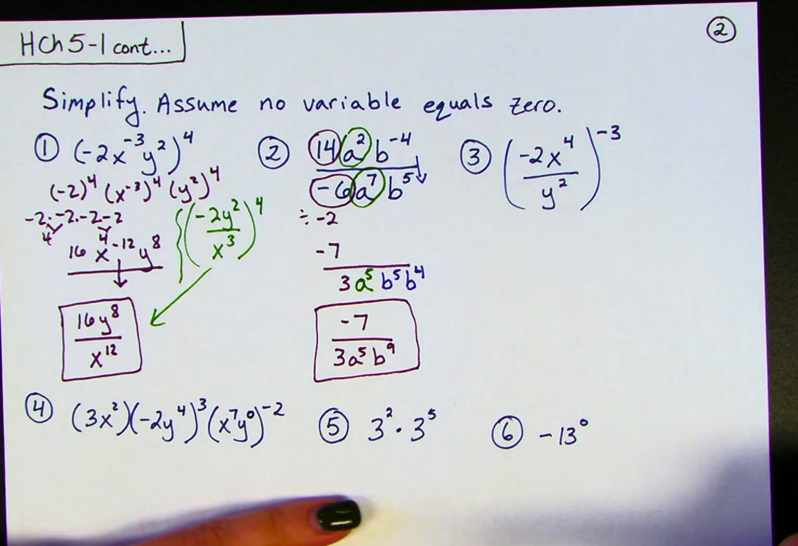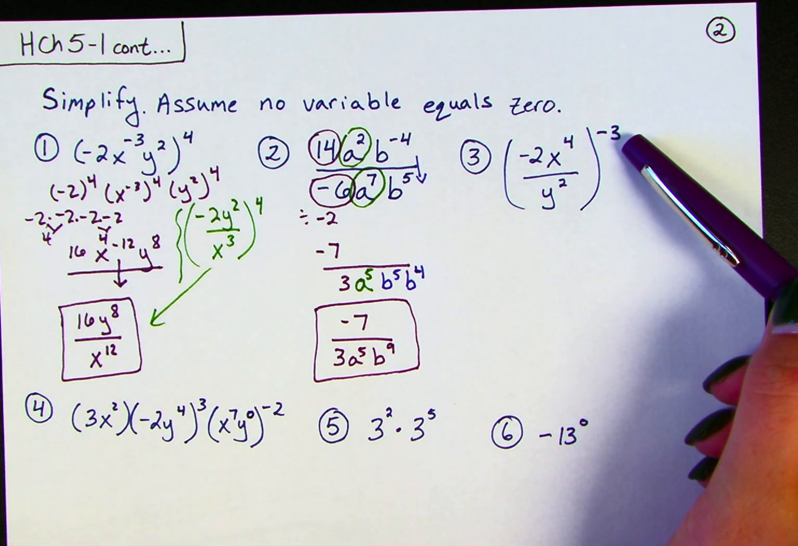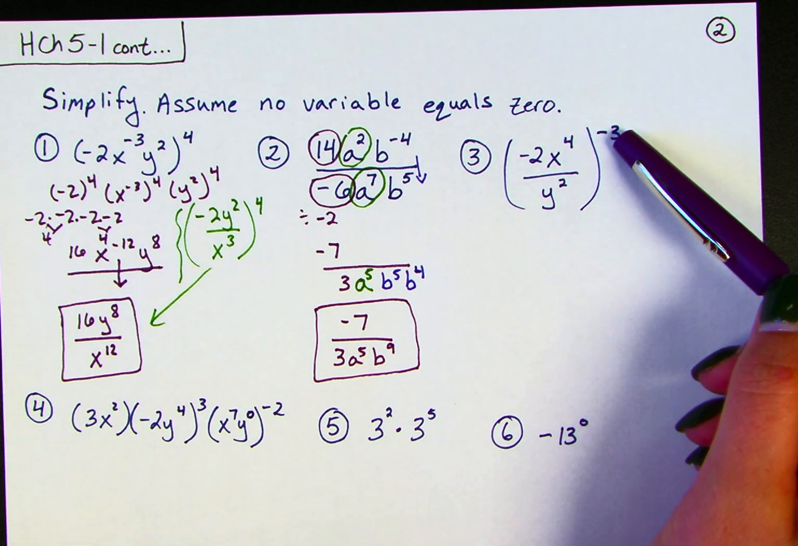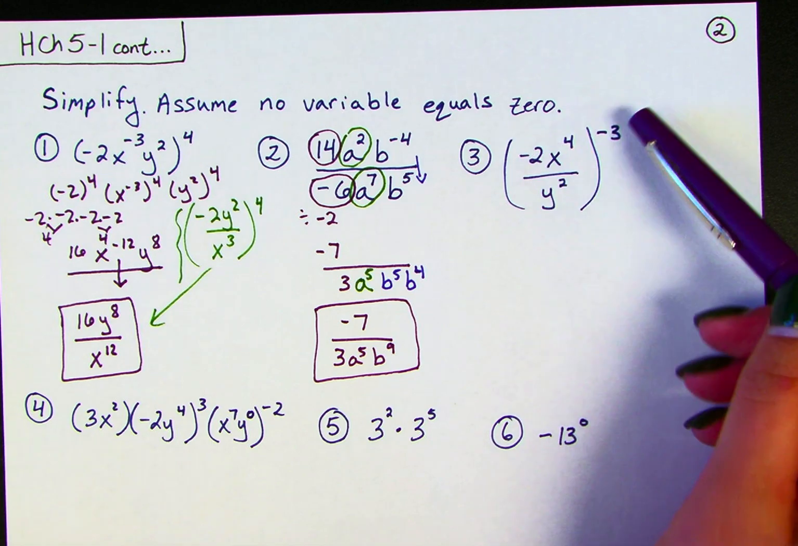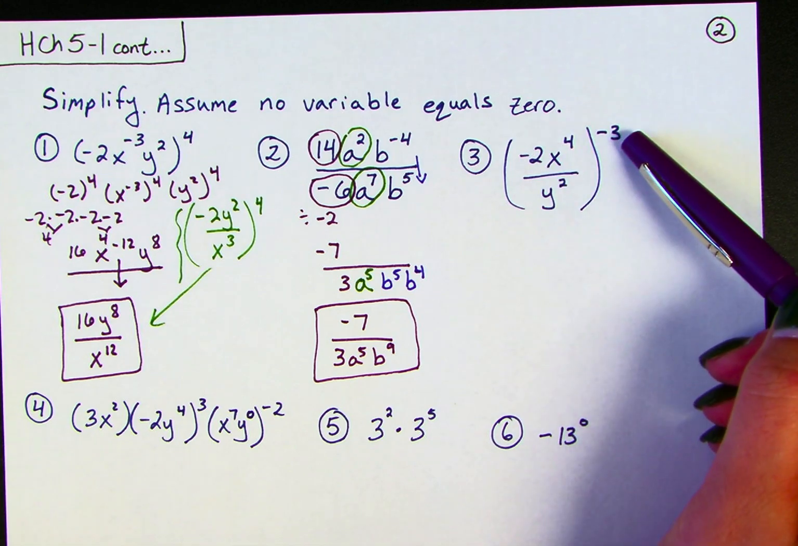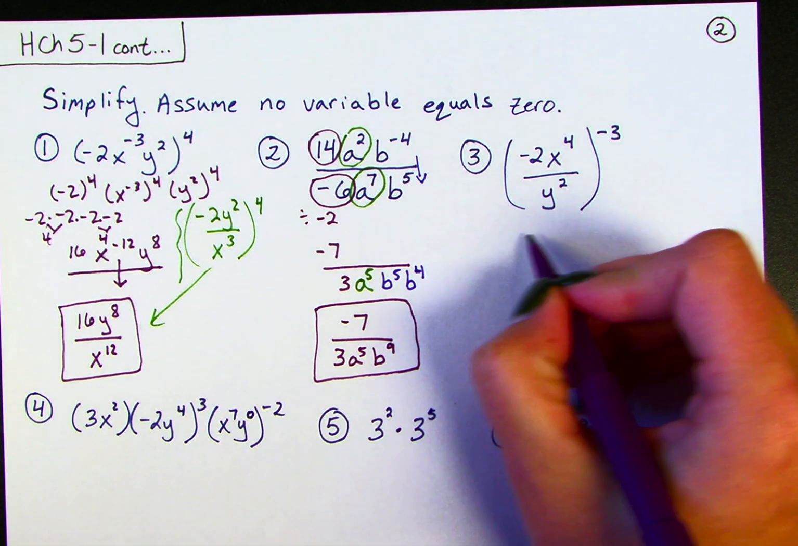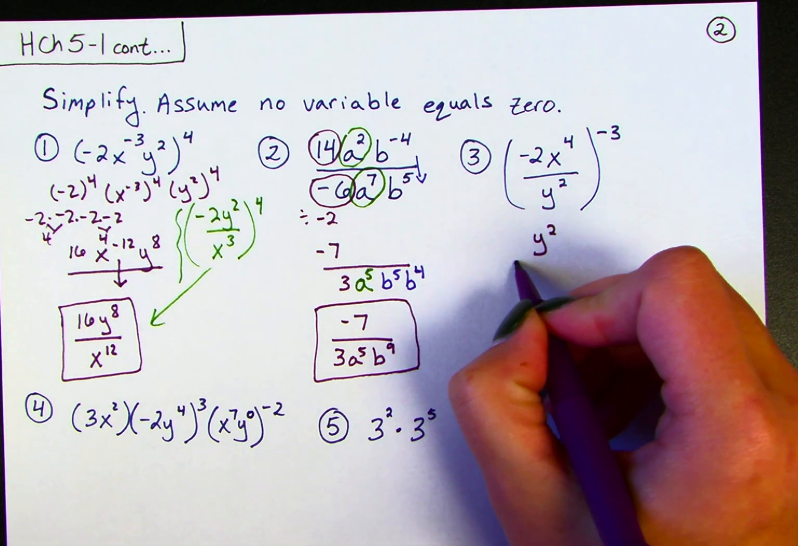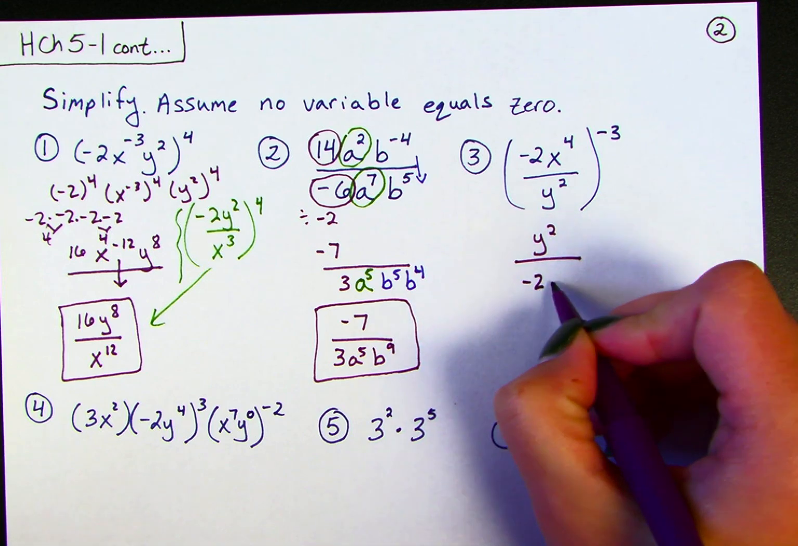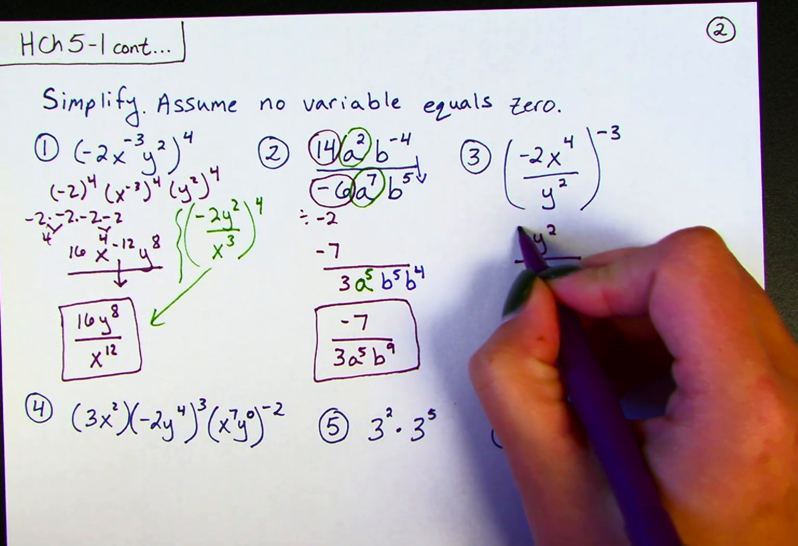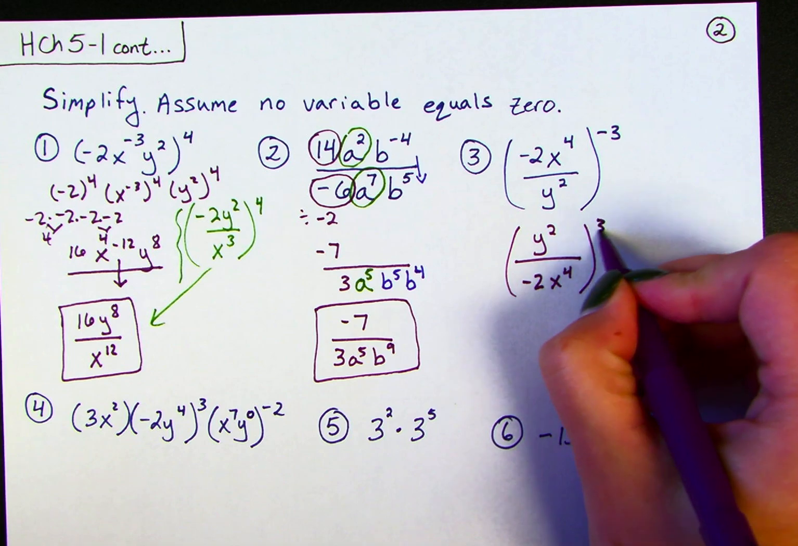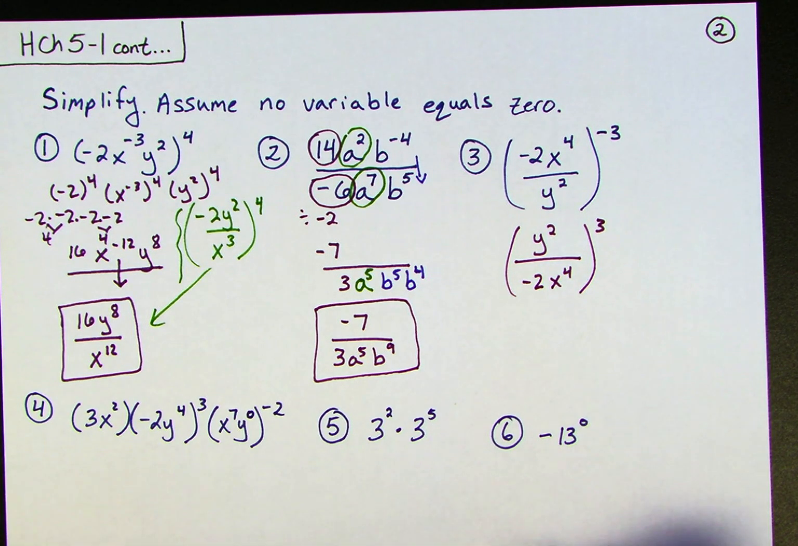All right, next one. I would always start by dealing with this negative exponent before I did anything on the inside. So remember, to make this a positive, we are flipping that fraction over. So this is going to be y squared over negative 2 x to the 4th, and then that will be to a positive 3. So now I can distribute.